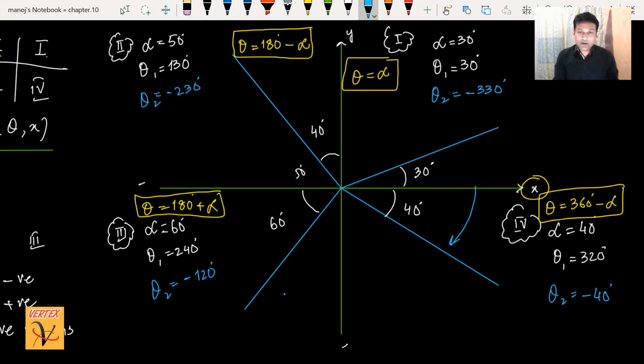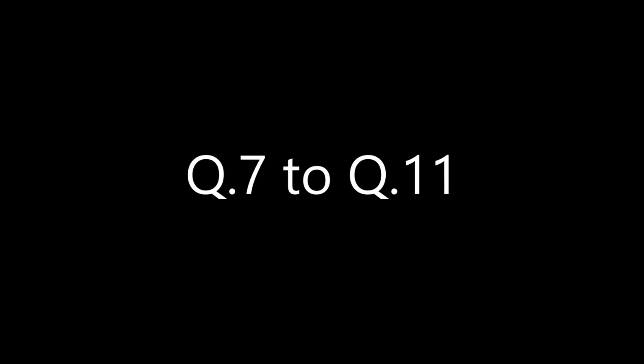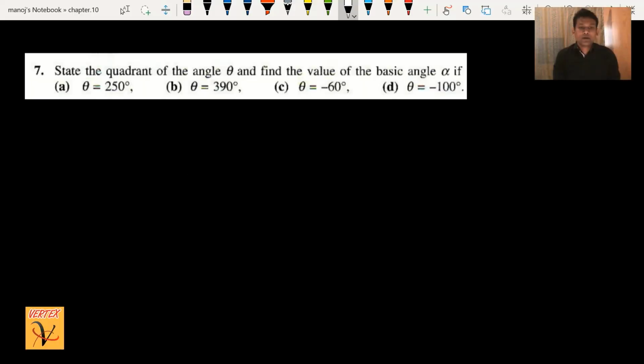And that's very important, an example for the basic and general angle. So you have seen the explanation. I hope you understood. Now we are moving to the question about the basic angles and the general angles. State the quadrants of the angle theta and find the value of the basic angle alpha.